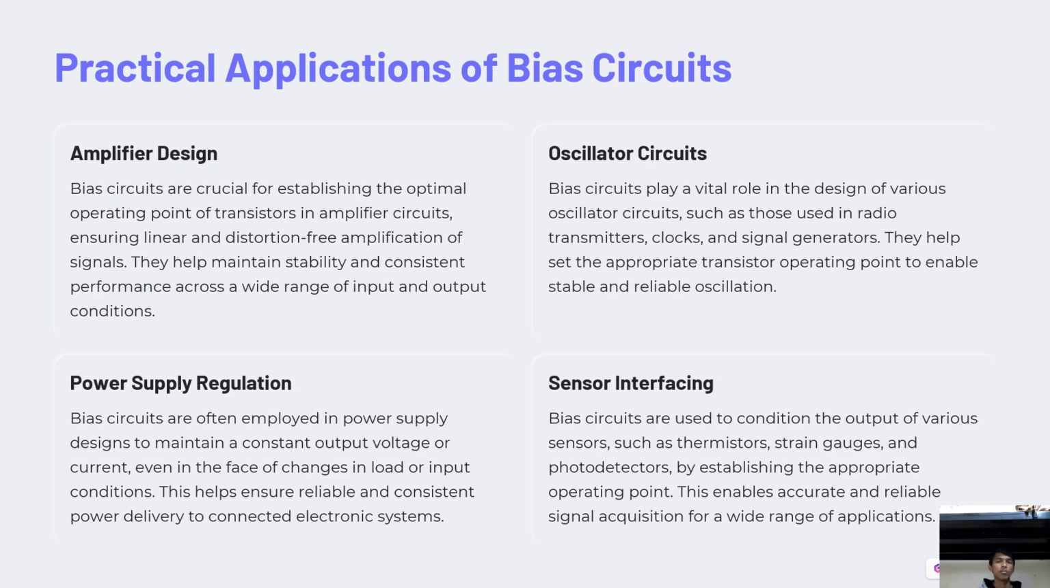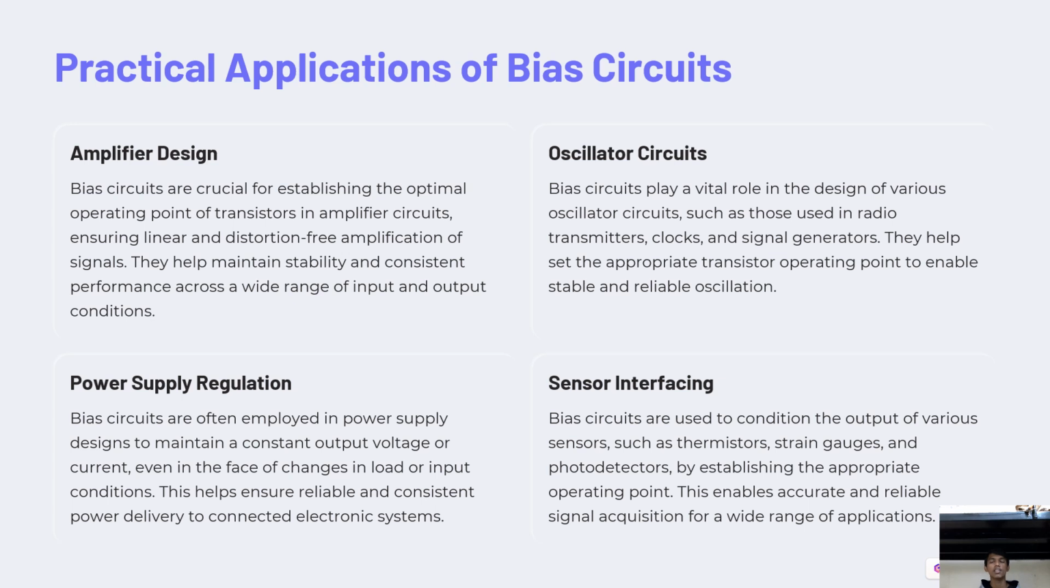Practical application of bias circuits. Amplifier design. Bias circuits are crucial for establishing the optimal operating points of transistors in amplifier circuits, ensuring linear and distortion-free amplification of signals. They help maintain stability and consistent performance across a wide range of input and output conditions.